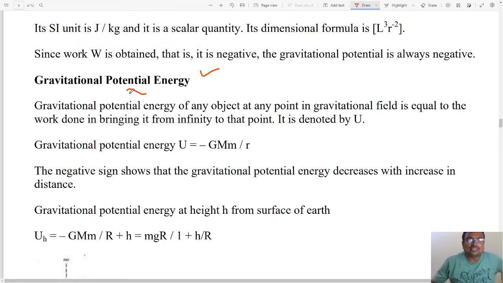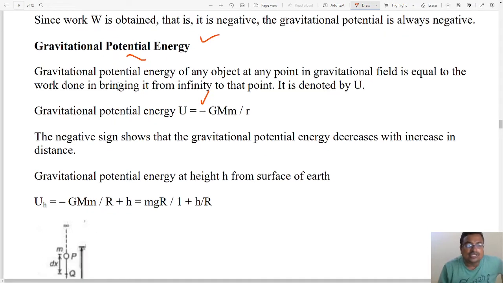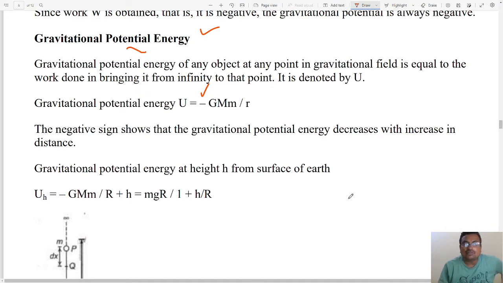The meaning of gravitational potential energy is equal to the work done in bringing a body from infinity to that point. Gravitational potential energy is defined as the amount of work done in bringing a mass from infinity to that point. This is our universal gravitational potential energy. The negative sign shows that gravitational potential energy increases with increase in distance. Gravitational potential energy is represented by U, which is equal to minus GMm divided by R. Here G is the gravitational constant, M is the mass of the earth, m is the mass of the body, and R is the distance between them.